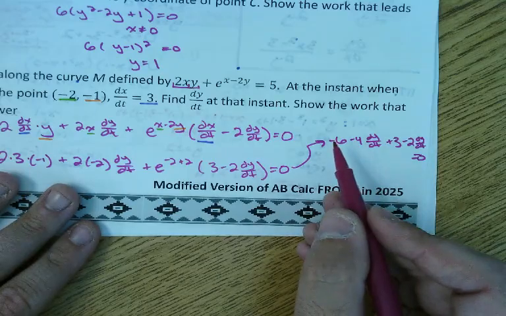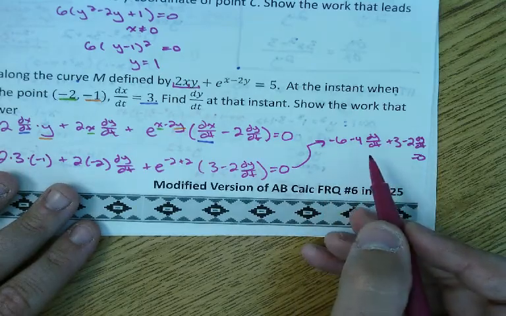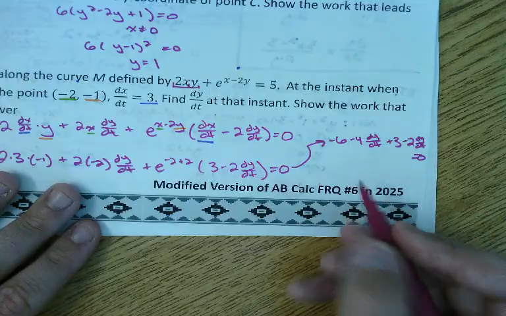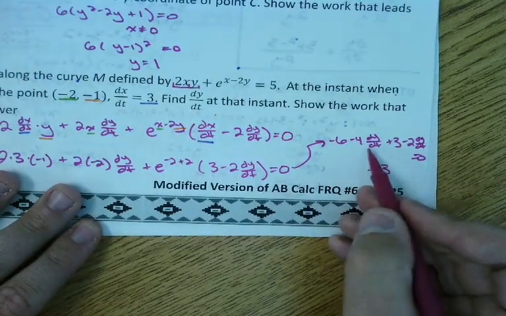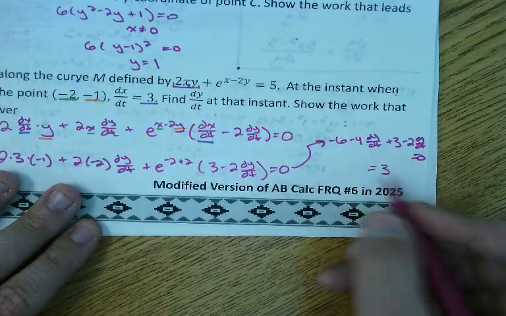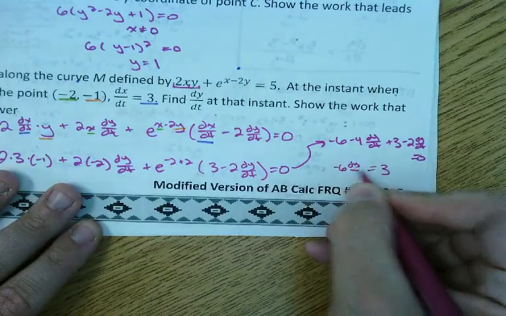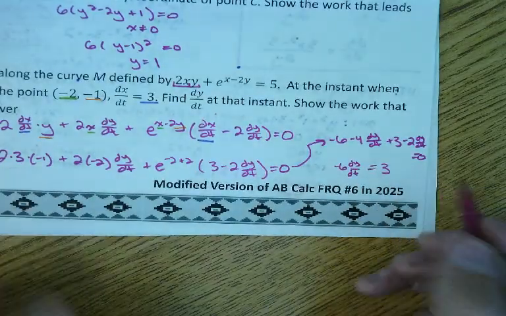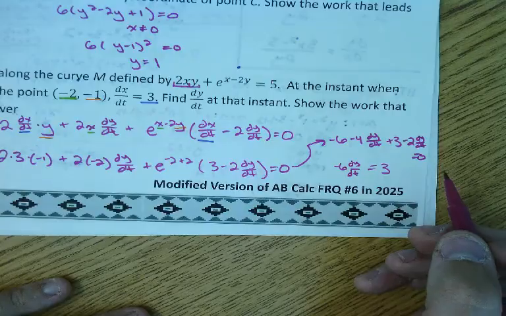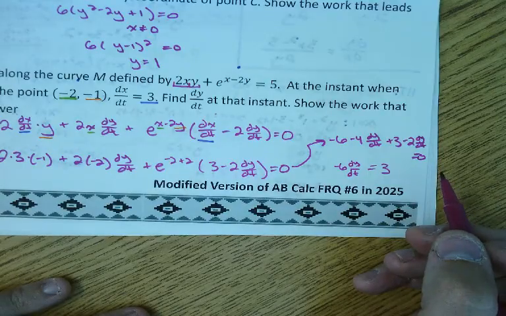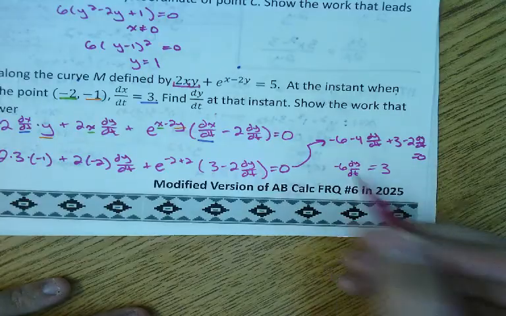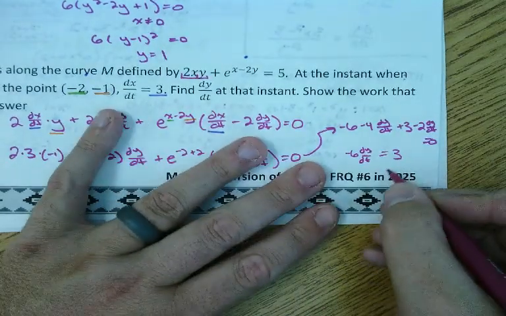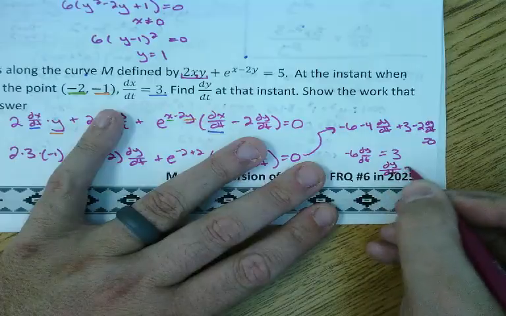What's -6 plus 3? -3. Can we add to the other side? So we're going to get 3 on this side, and then how many dy dt's? I have -6 dy dt's. Is this arithmetic correct? Can someone verify this for me? Is this correct? Yes? Okay. So what does dy dt equal? -1/2?